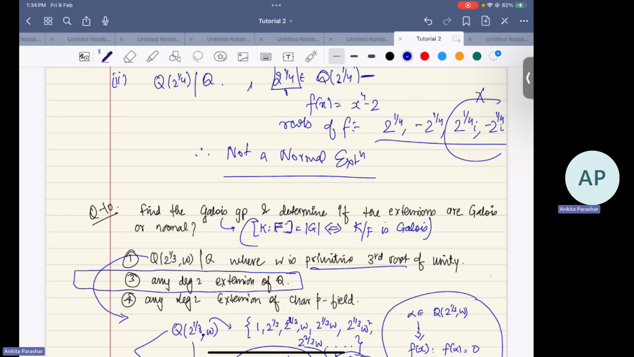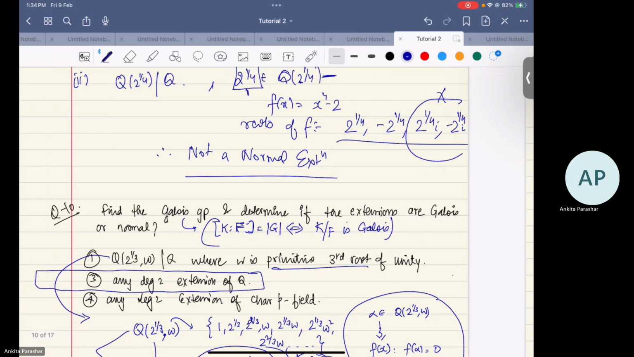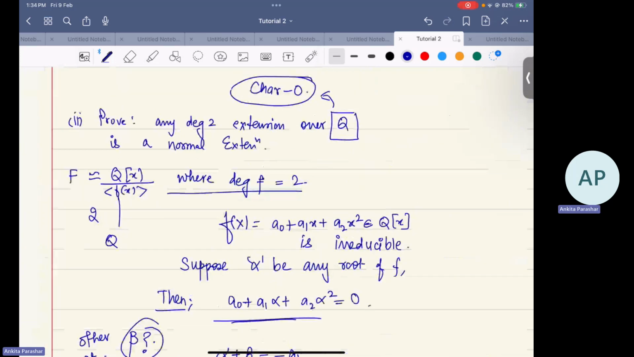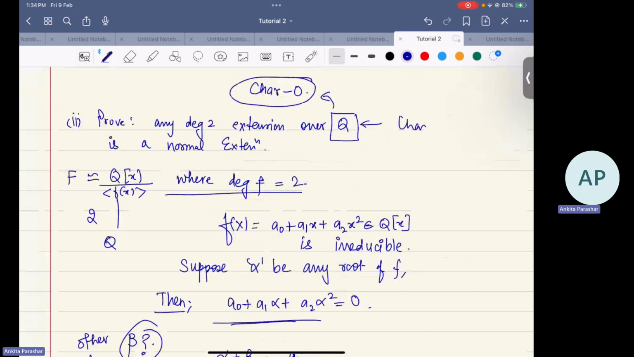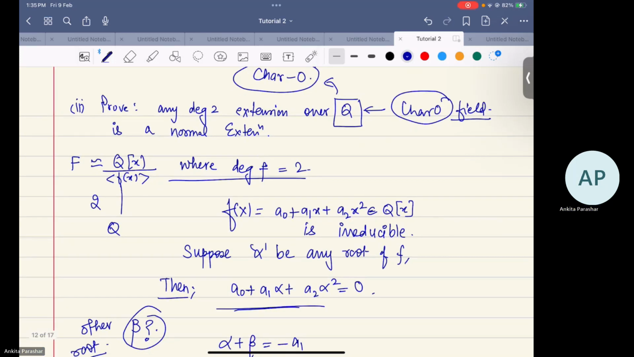Okay, indeed, that is normal and Galois both. Why? Let's look at the proof now. Any degree 2 extension over Q, in fact, changing Q by any characteristic zero field, we still say that any degree 2 extension is a normal extension. Why? We will see. And in fact, it is Galois also. We will see that also.